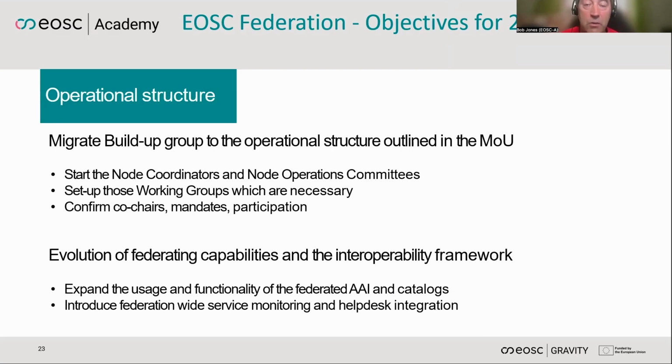Co-chairs and the mandates have all been confirmed and agreed with the Node Coordinators Committee. The capabilities are evolving. We started with the federated authorization, authentication and catalogs. We're now expanding beyond that, and I'll talk more about those as we go ahead. And we're introducing service monitoring and help desk integration, which will be of value to the end users as we move into production.